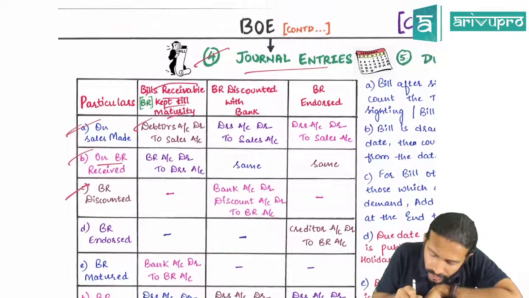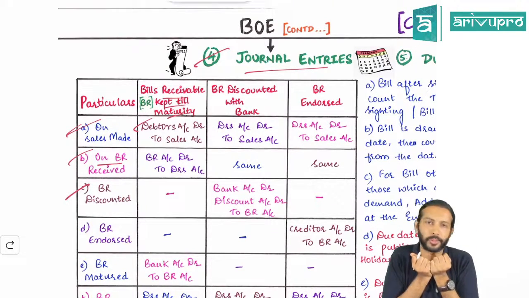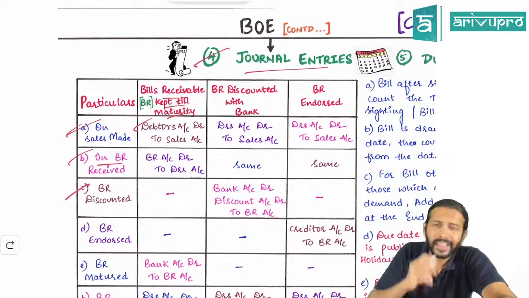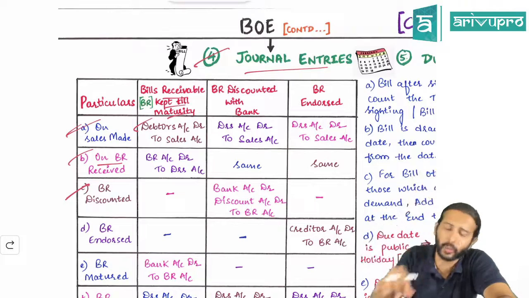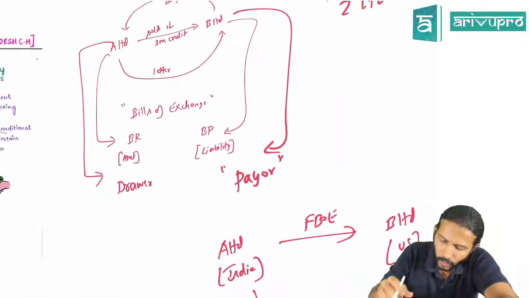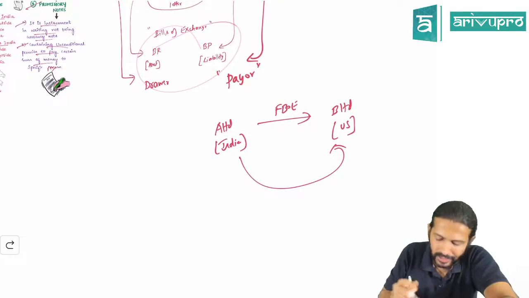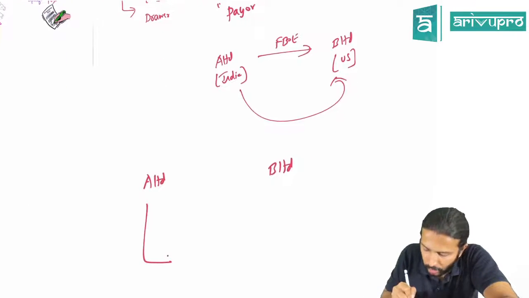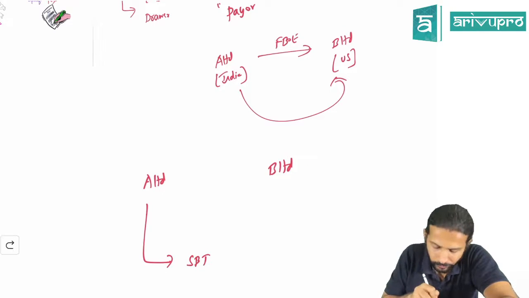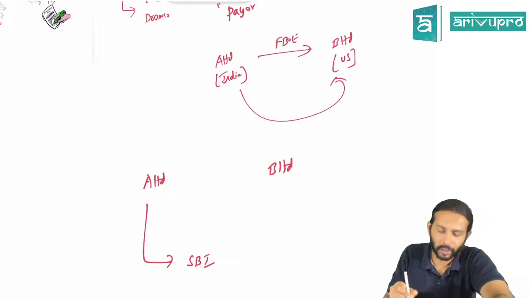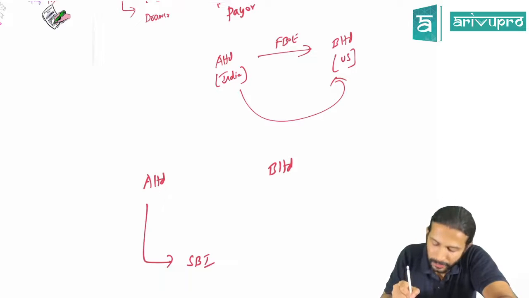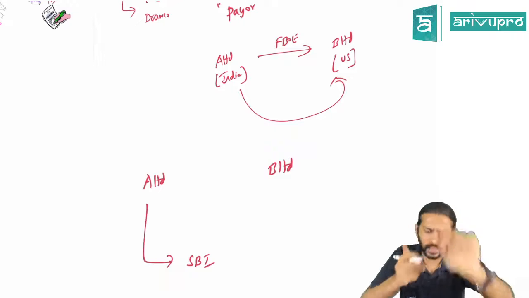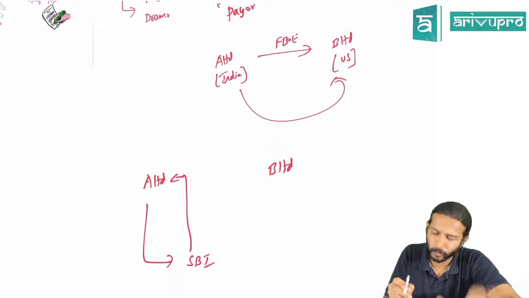First option is A Limited can keep the bill with himself. Or there is a second option: A Limited can get the bill discounted with the bank. How that will work out is, now A Limited has the bill, right? So what A Limited will do is give this bill to, let's say, State Bank of India. They will keep this bill as security, as a surety or guarantee, and give money to A Limited, not full value.